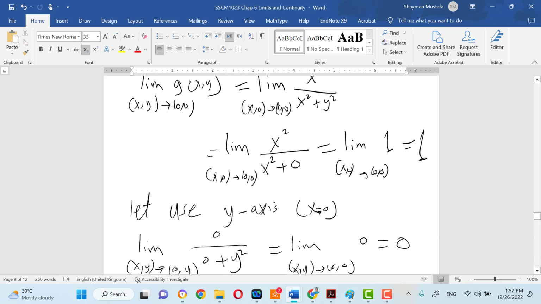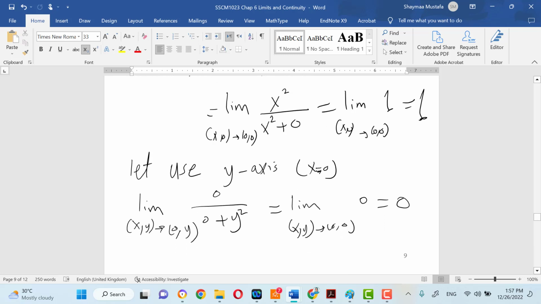Okay, let's check along the y-axis. We will use the path y-axis, which means that x will be equal to 0, so (x, y) goes to (0, 0). Now we will substitute x by 0, because through the y-axis x is equal to 0. So 0 over 0 plus y squared, we have 0 over y squared, which is equal to 0.